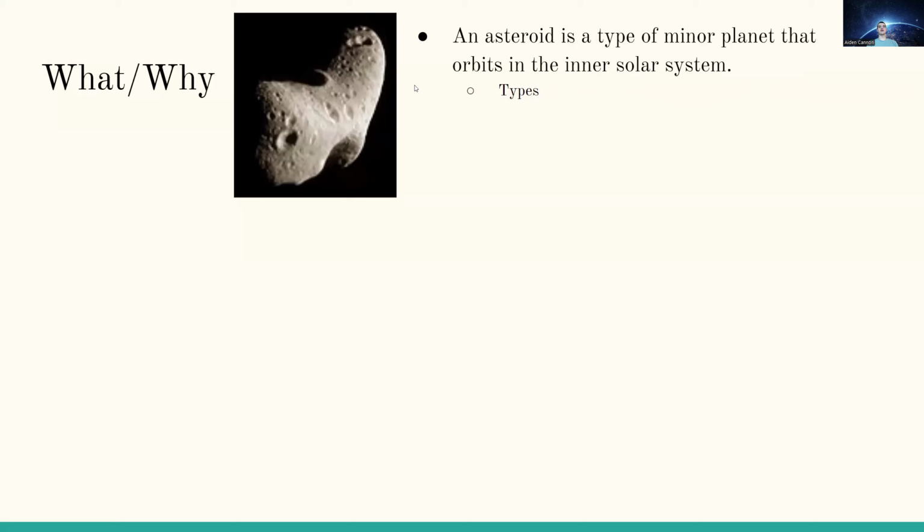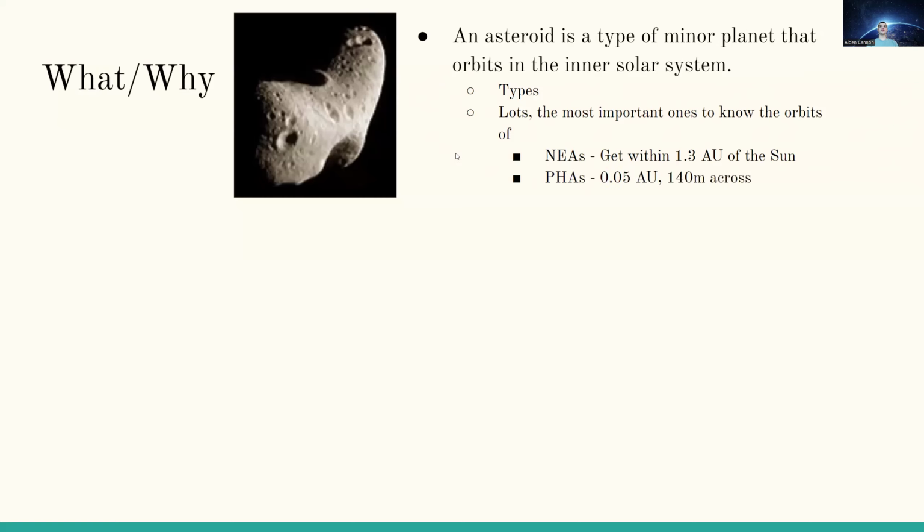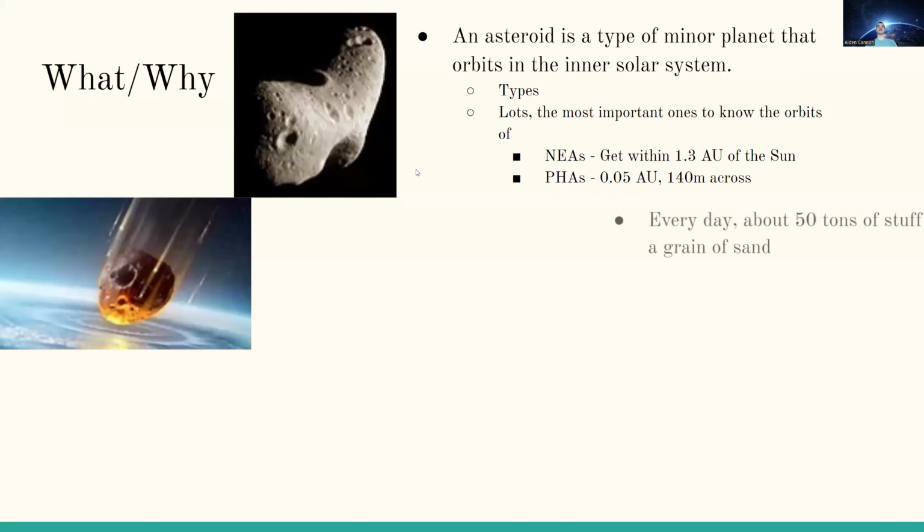There are a bunch of different types of asteroids, but the ones that are most important to know the orbits of are near-Earth asteroids, whose orbit takes them within 1.3 astronomical units of the sun. And then, more importantly, the potentially hazardous asteroids, which get within 0.05 AU of the Earth's orbit and are more than 140 meters across. These get close enough to do real damage.